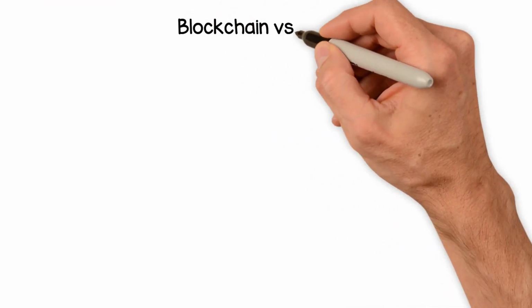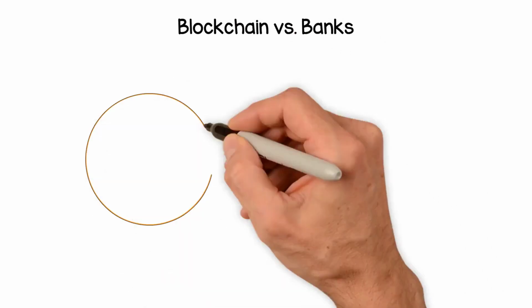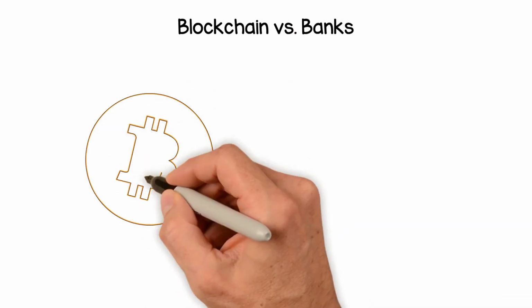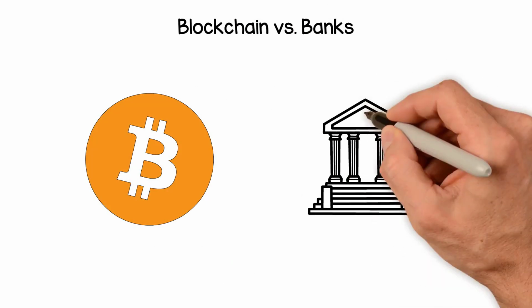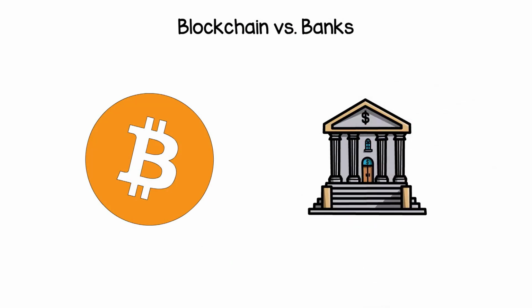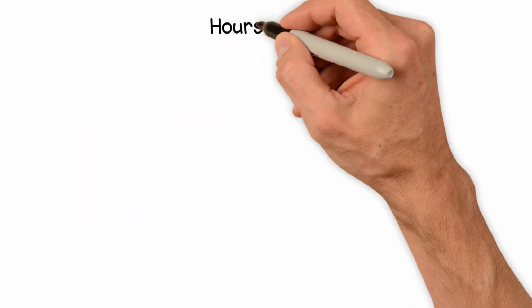Blockchain versus banks. Blockchains have been heralded as being a disruptive force to the finance sector, and especially with the functions of payments and banking. To see how a bank differs from blockchain, let's compare the banking system to Bitcoin's implementation of blockchain. Hours open.